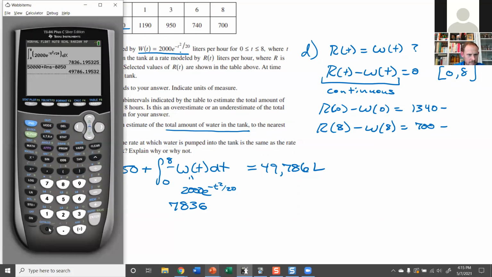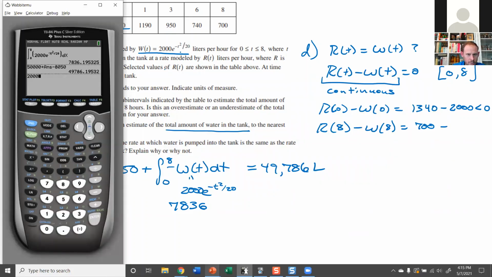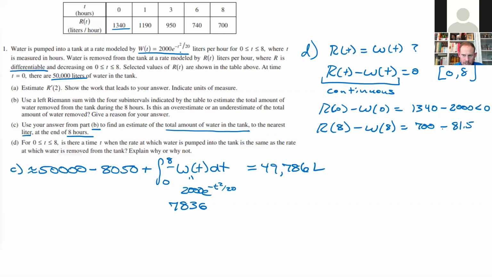So that'd be 2000. Well, 0 is not so hard. If we plug in 0, we get 0 up here. E to the 0 is 1. We get 2000, which is going to be negative. It's less than 0. That's all we need to know. I don't actually need to know the value, I just need to know what sign it is. And then for the other one, we're plugging in 8. So then we've got 2000 e to the negative 8 squared, which is 64, divided by 20, 81.5. Which 700 minus that is definitely going to be greater than 0.